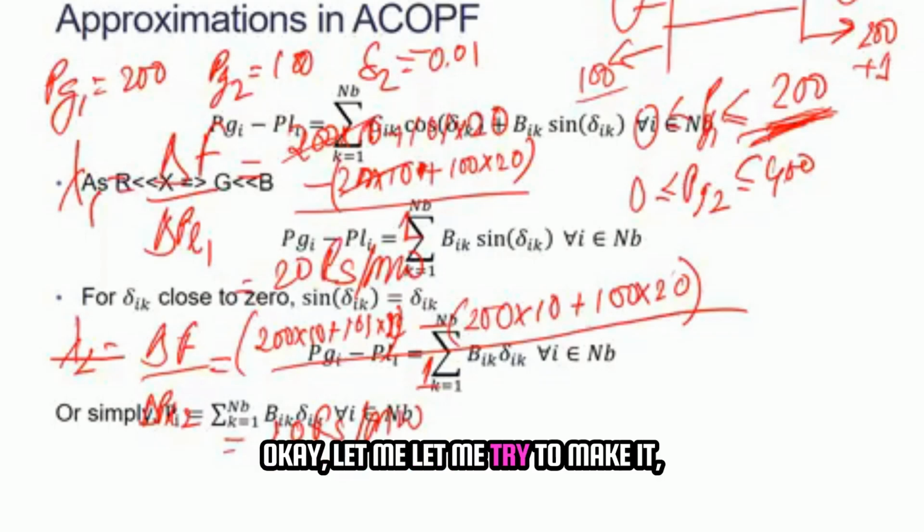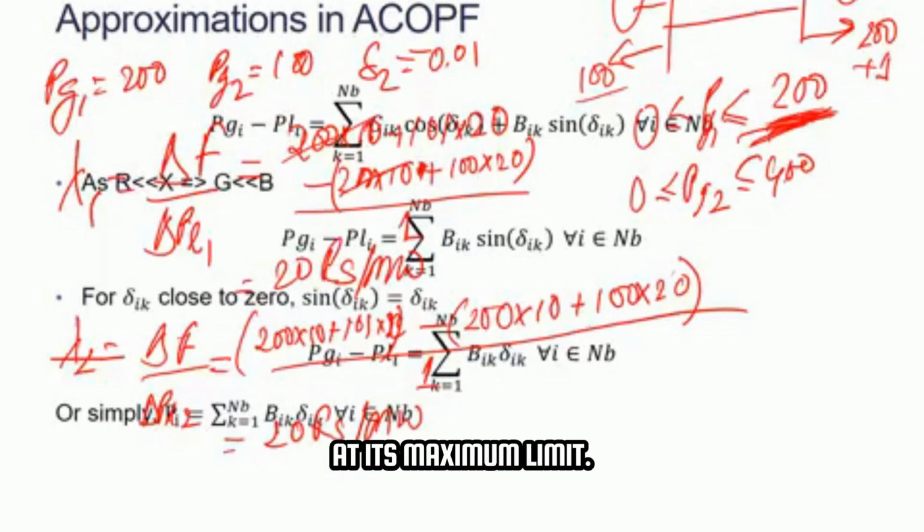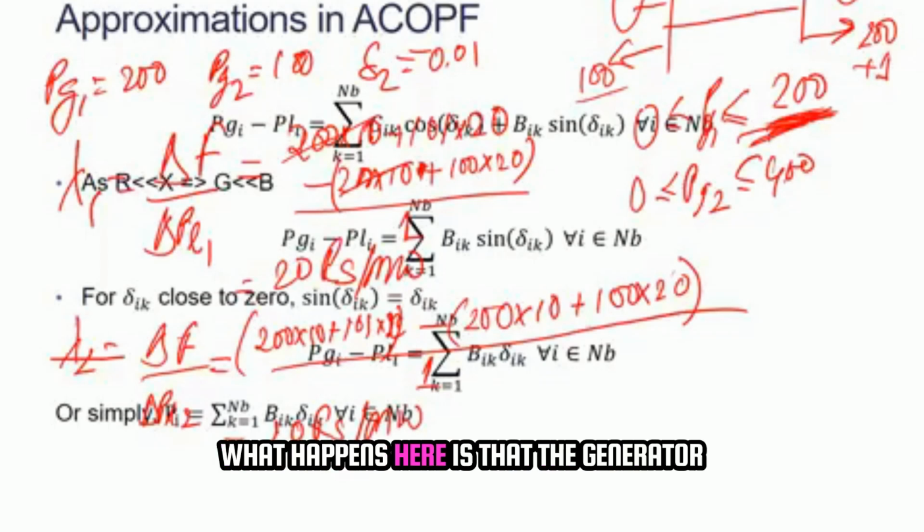So okay, let me try to make it even simpler. This again is just a small idea here. We are going to see this in detail in the next semester, in the power system deregulation course. The idea here is that the first bus, because the generator is already generating at its maximum limit, the generator loses the control of setting the price.